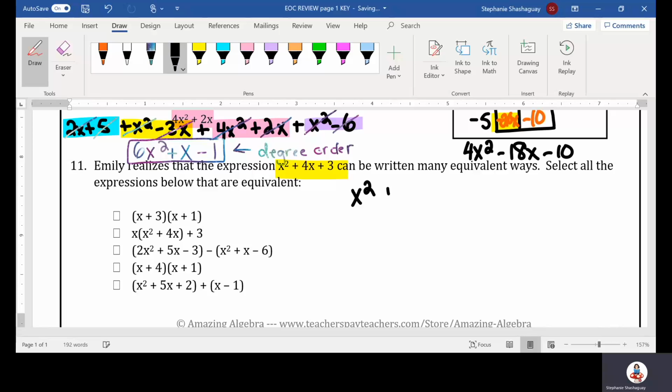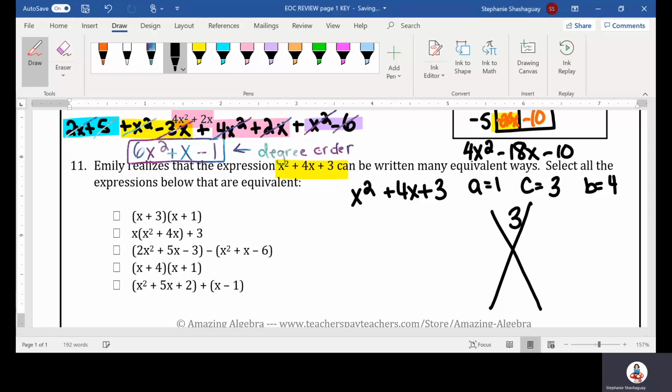If we have x squared plus 4x plus 3, we can factor it completely by taking our a term, which is 1, and multiplying it by our c term, which is 3. And so we're going to put that in the top of our x puzzle. And then we take our b term, which is equal to 4, and put that in the bottom. So what are the factors of 3 that add together to give me 4? Well, that's just 1 and 3. So this will factor to x plus 1 and x plus 3. Well, there's your first answer.